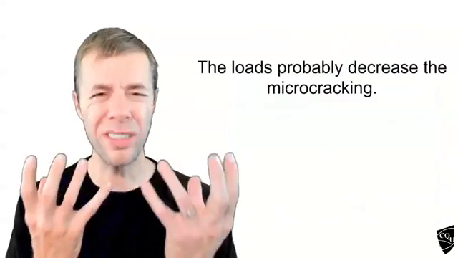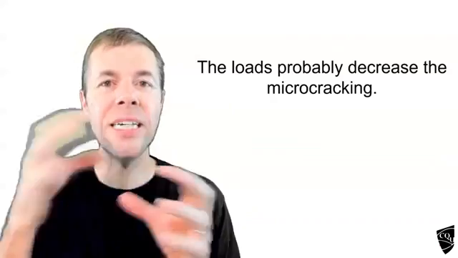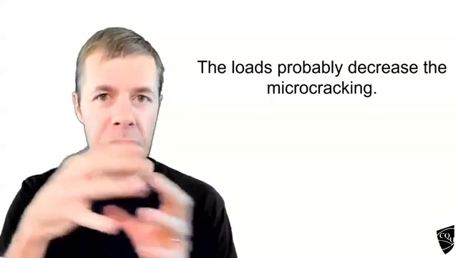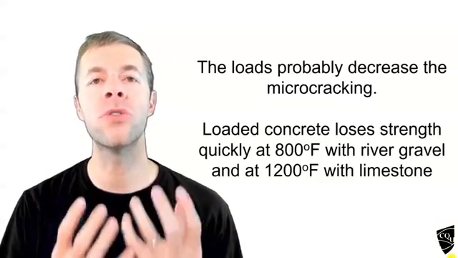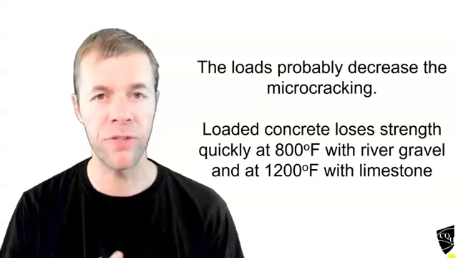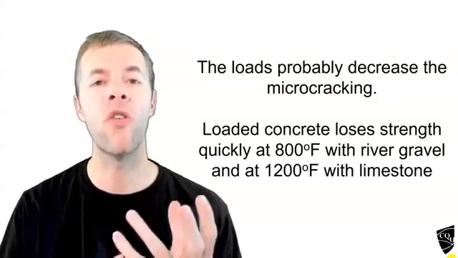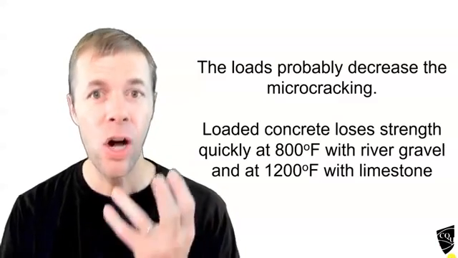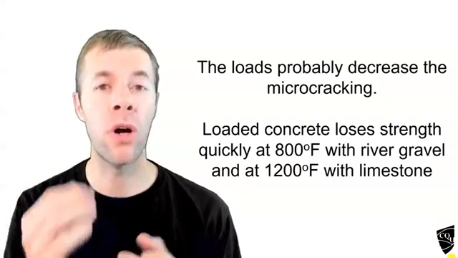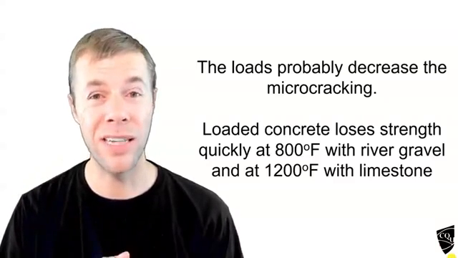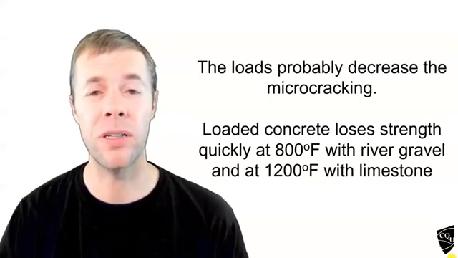So this load, what does it do? Well, it probably decreases the microcracking. It probably keeps those cracks smaller. And the loaded concrete loses strength again quickly at 800 degrees Fahrenheit for the river gravel or 1200 for the limestone. That's likely when the aggregates just start deteriorating. And it doesn't matter if it's preloaded or not. Once you start to deteriorate your aggregates, it's kind of game over for that concrete system.